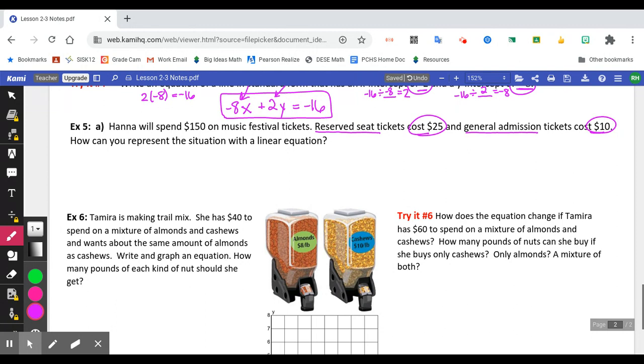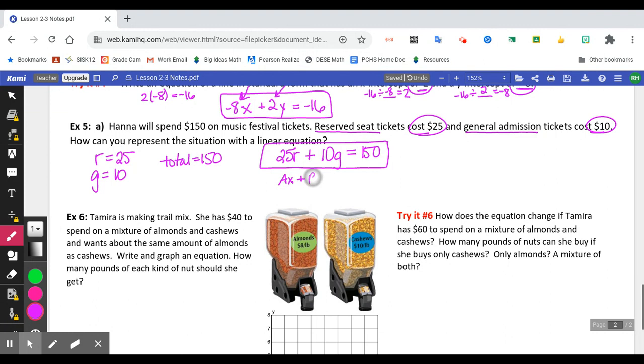Okay? If you have two different things happening there, then you must give two different variables because they represent different things. So right now, we have reserve that equals 25 and general that equals 10, but the total of the whole thing is 150. So we have to put those together. 25 reserved plus 10 for the general equals $150 total. And there would be your equation. This is like your AX plus BY equals C.